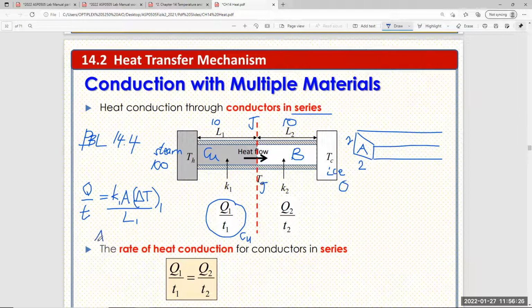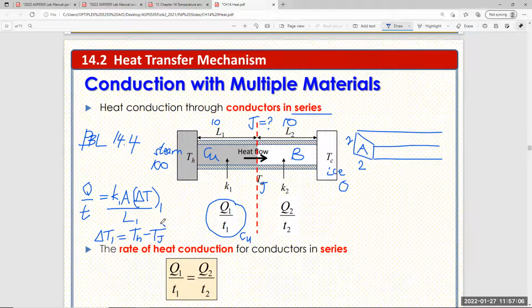So delta T1 you can write down as, because heat flows from hot to cold, so J should be the lower temperature, because heat will flow from left to right. You can see the diagram is from left to right, so you can put TH minus TJ. We know the value is 100 minus TJ, but TJ is unknown, and this value is not given in the problem. Okay, class, hopefully you can get that one, right?